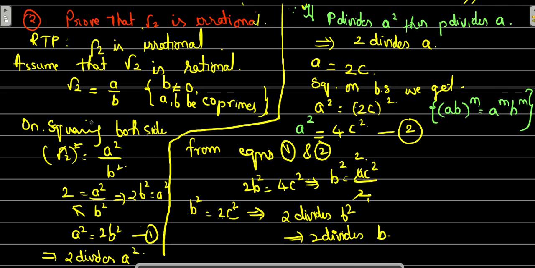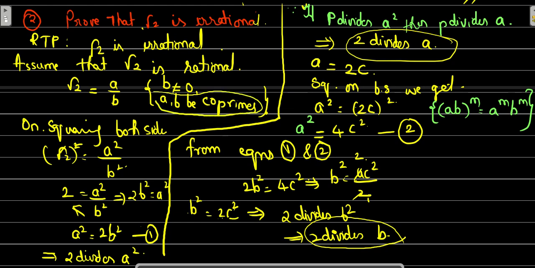But look at this, here we got 2 divides a, and here we got 2 divides b. But what we have assumed, a and b are co-primes. Is it possible? No. When a and b are co-primes, they cannot be divided by any number other than 1. But here we got that 2 divides a as well as b. So, our assumption is wrong.